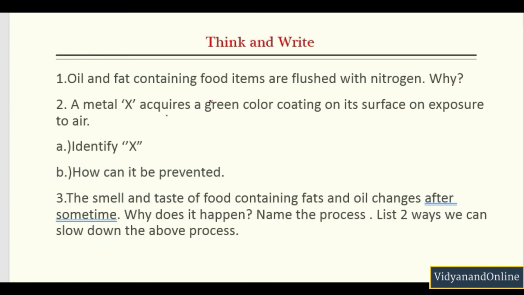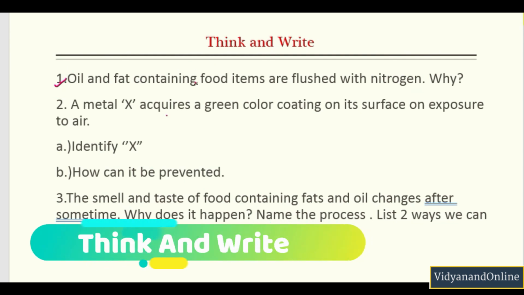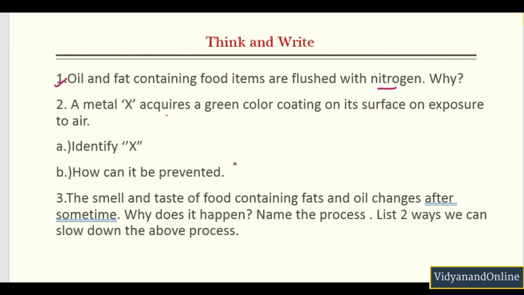Take a pause here and in your own language, try to write the answers to these questions. Okay, now let us discuss these questions. Question number 1. Oil and fat containing food items are flushed with nitrogen. Why? We have already discussed this. This is because when packed food is surrounded by unreactive gases like nitrogen, there is no oxygen to cause its oxidation and hence rancidity is prevented. Now you need to tell me what other gases we can use apart from nitrogen in order to prevent rancidity.